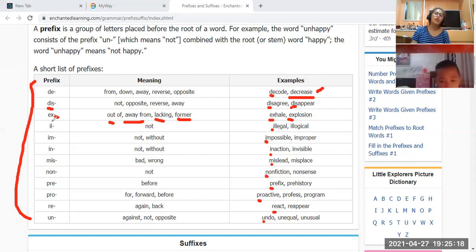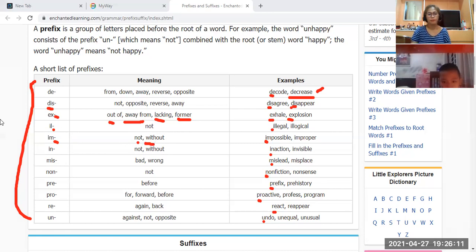Okay. Next, what do you mean by the prefix ill? When you see ill, it means not. So when I say illegal, it means it's not legal. Not good. Not legal. Illogical means not logical. There is no logic. When you say the prefix im, it means again not or without. So the prefix im means not or without.